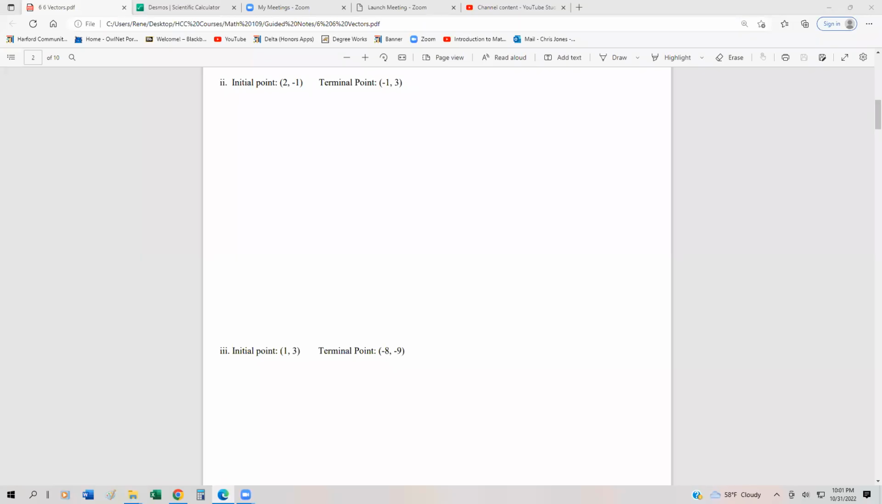More examples of working with vectors. So we have this initial and terminal point of (2, -1) and (-1, 3). Let's go ahead and sketch that in its given position. We have 2 and -1, so this is our initial point. And then we have -1 and 3, so this is the terminal point. And so our vector is going to look something like that.